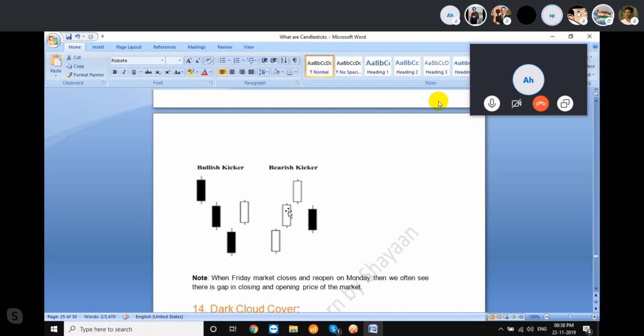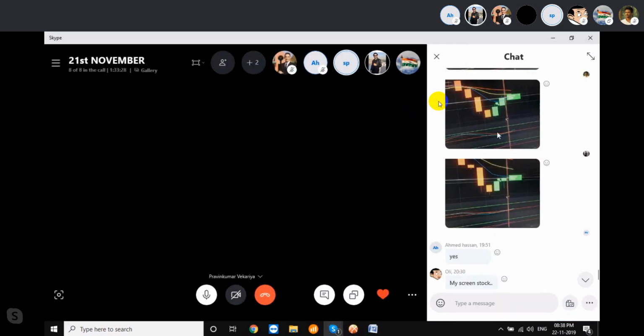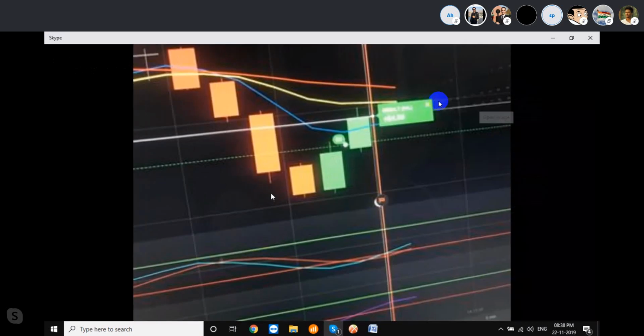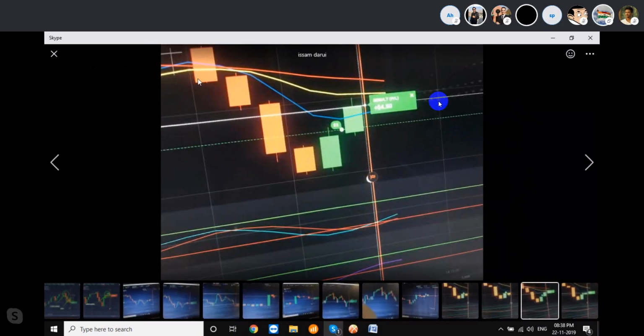Sir, suppose there are four candles, bullish and bearish. The last three of them are bearish, and the first one is bullish. And then this green kicker, the bullish kicker, appears. What should we do then? You are talking about this? Yes. Suppose, sir, the first one was bullish, this one is bullish.